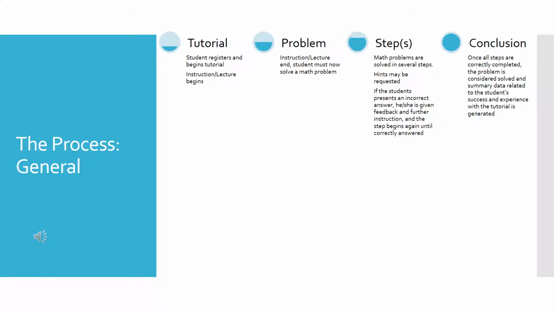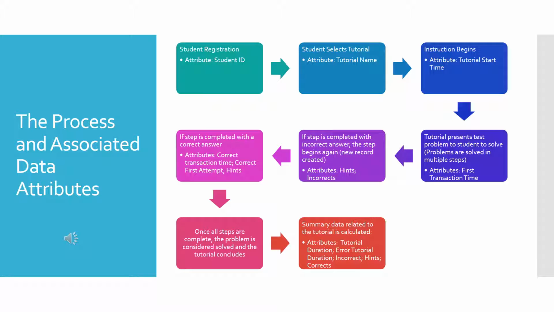So there would be two separate records for each step. Once all of the steps for that particular problem are correctly solved, the problem overall is considered solved, and then summary data related to that student's success and experience with that particular tutorial is generated. To make that more clear, this slide is a more detailed outline of the steps that a student goes through when they take the tutorial, and also the different sets of data attributes that are generated along the way.